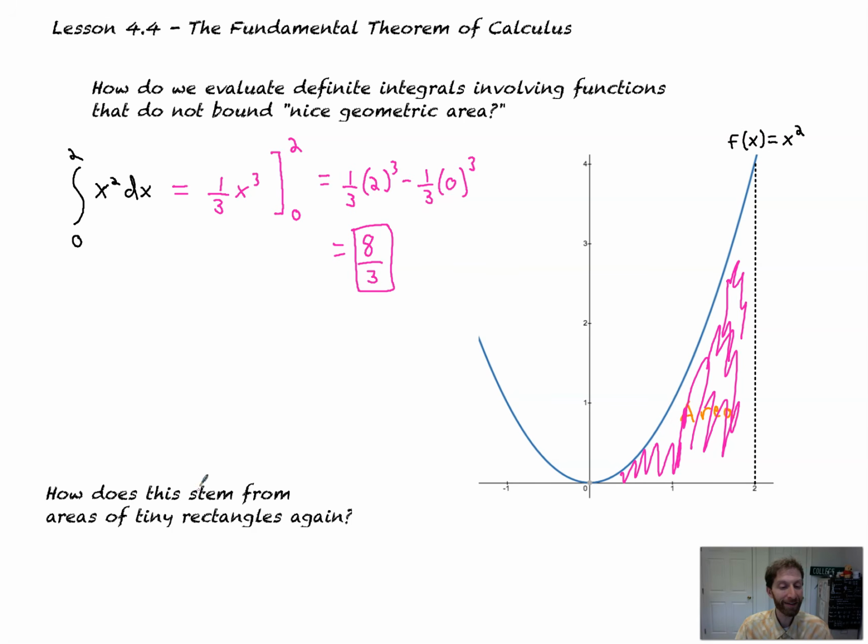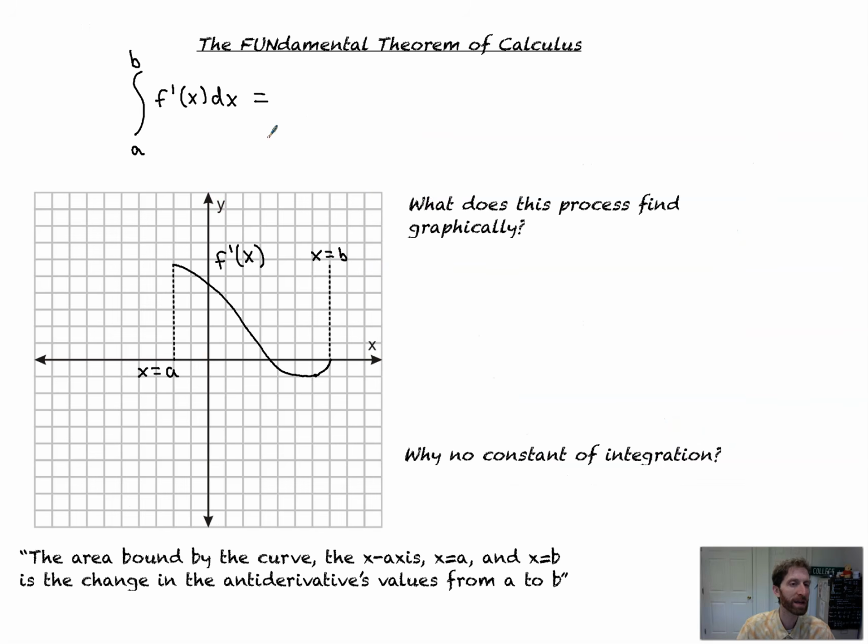That's it. How does this stem from areas of tiny rectangles? Well, again, this is the height of every little rectangle. This is the width of every tiny rectangle. This means add up infinitely many of them. And it ends up resulting in this process. It's very, very cool. Again, I'll go over the concept of why it ends up resulting in the process in a different video. For now, it's just enjoying the fundamental theorem. All right, on to the next piece here.